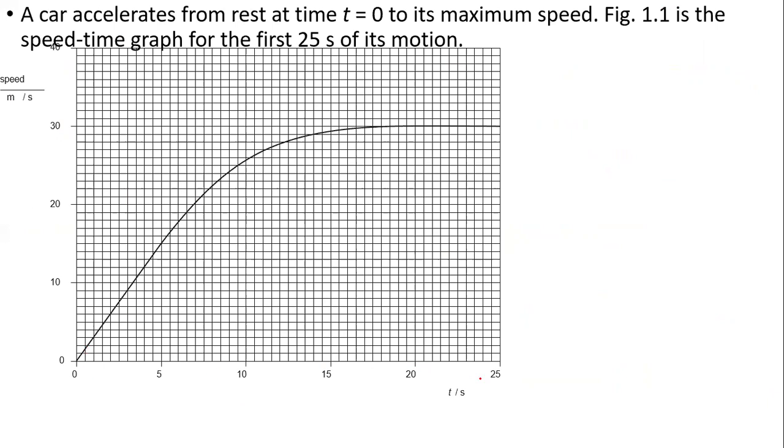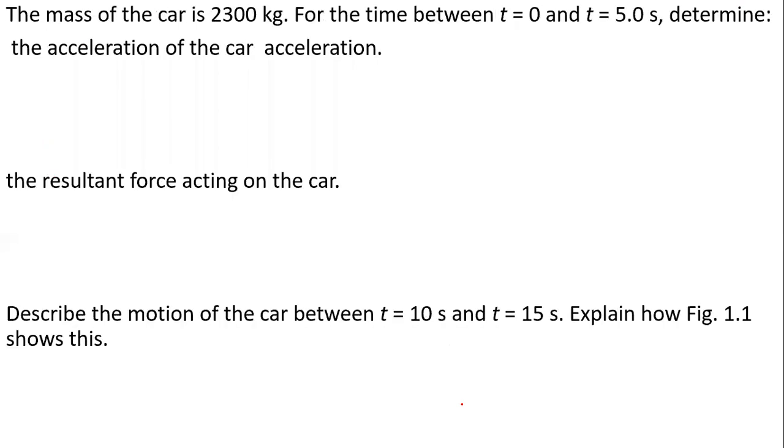This is the graph that represents the motion. We have from 0 to 25 meters per second, and the highest speed attained is 30 meters per second. The highest time is 25 seconds. Now let's look at the first question. The mass of the car is 2,300 kg. For the time between t equals 0 to t equals 5, determine the acceleration of the car.